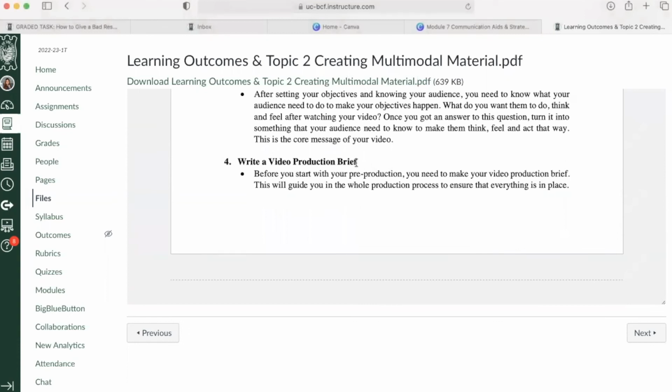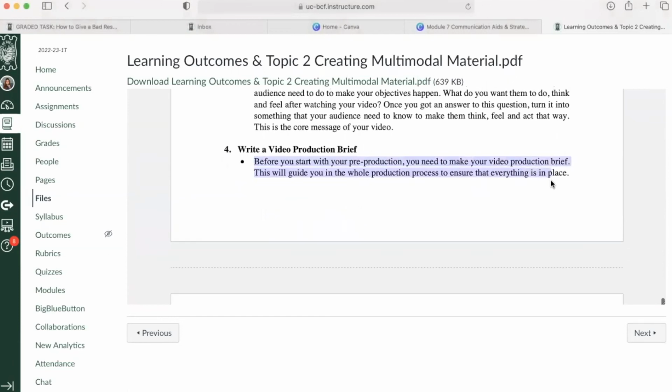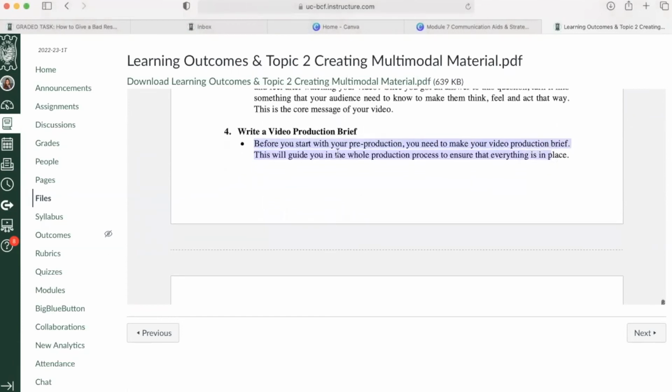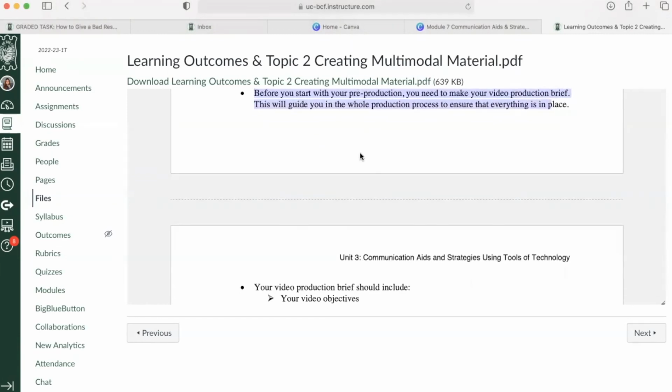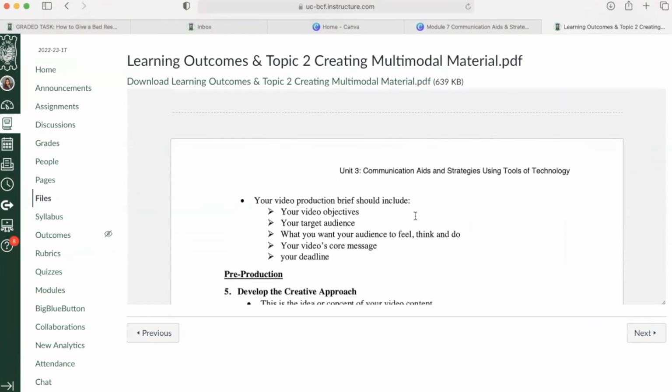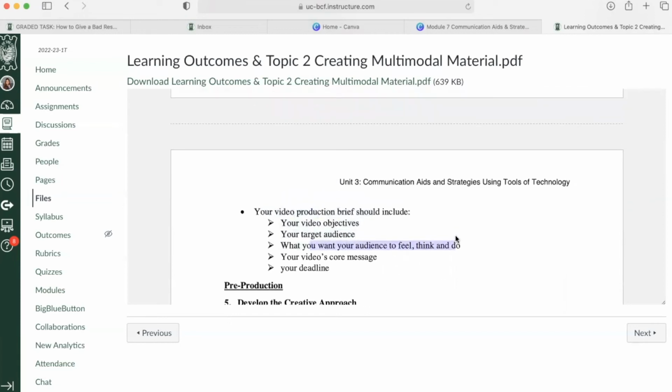Now, this is what you're going to be doing this week. Write a video production brief. Okay, before pre-production, you have to make your video production brief. This will guide you in the whole production process. Ano ba ang meron sa video production brief na to? This should include your video objectives, target audience, what you want your audience to feel, think, and do, your video's core message, and your deadline.